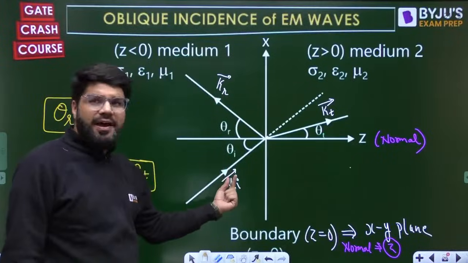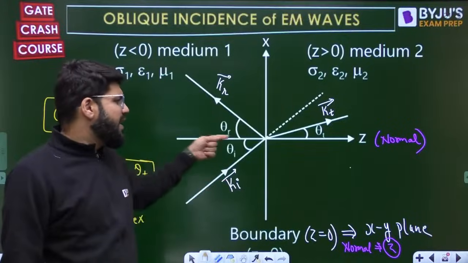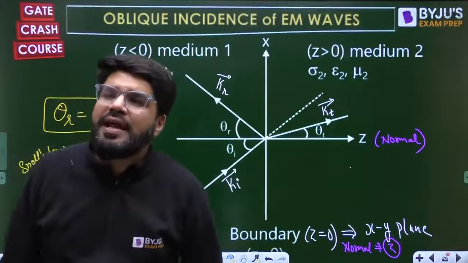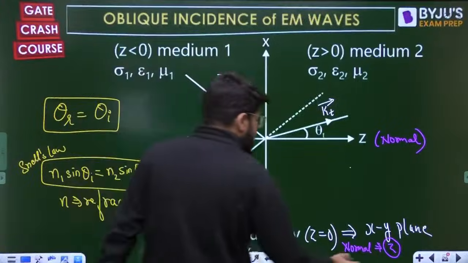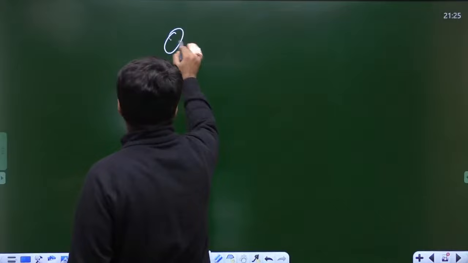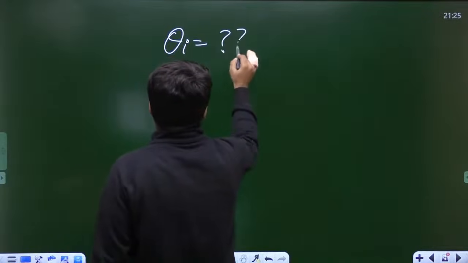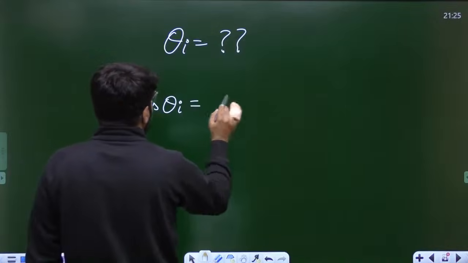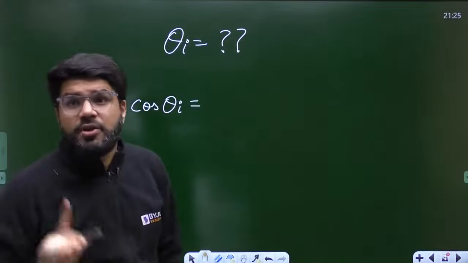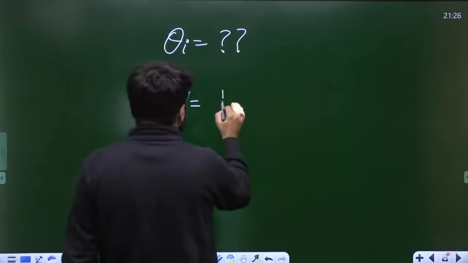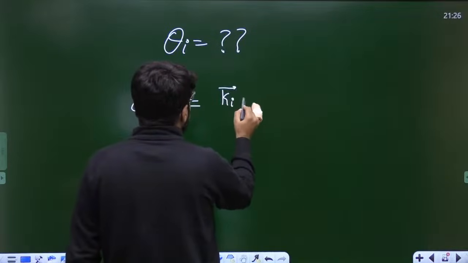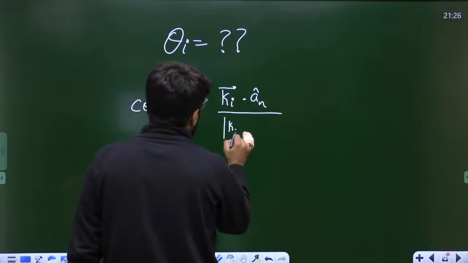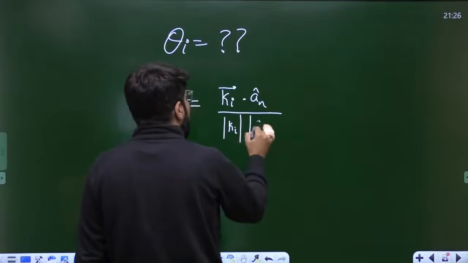Once Ki is obtained, what is theta i? It is the angle between Ki and Az, or in general, whatever is the normal An. How do you calculate the angle between any two vectors? By the formula cos theta equals A dot B upon mod A mod B, by the dot product concept. Cos theta i, the angle between Ki and An cap, is Ki dot An cap divided by mod Ki and mod An cap.